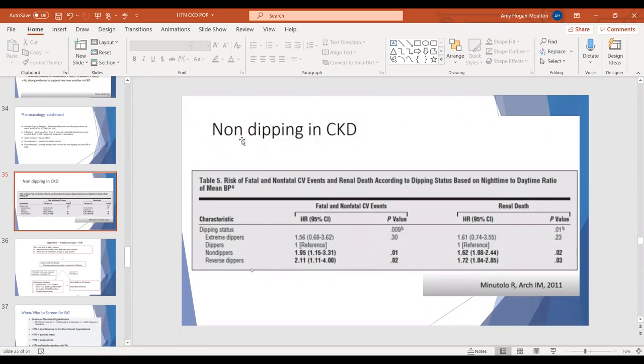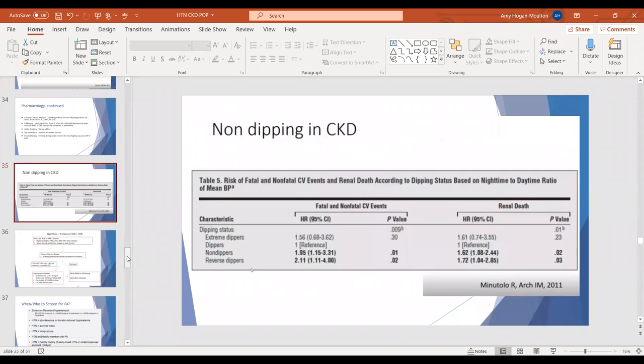I put this slide in here at this point because of the non-dipping in the chronic kidney population. It comes back a little bit to chlorthalidone possibly being helpful for us, because it might work more, not all night long, compared to hydrochlorothiazide.